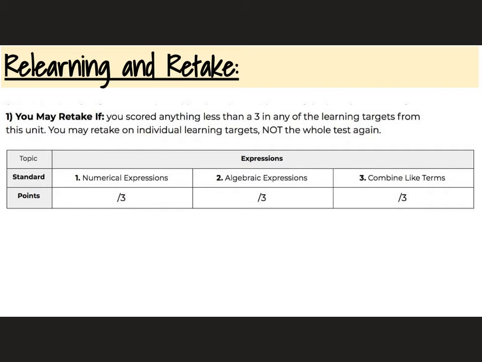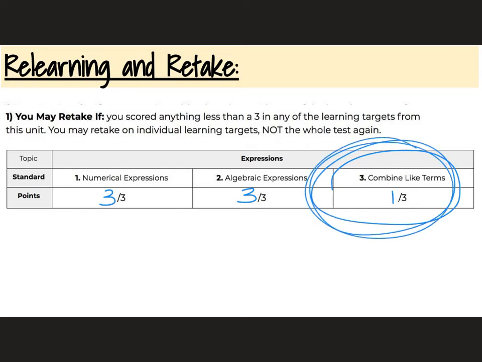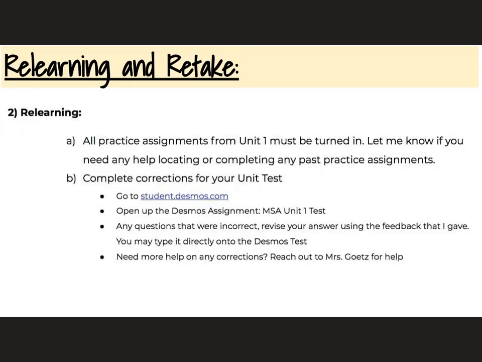So you will not take the entire test again. Let's say we had a score like this. We had 3 out of 3, 3 out of 3, and then maybe 1 out of 3. You can just come in and retake combined like terms. So the section that you feel like you want to redo, you only have to redo that section. So in order to retake, you have to complete some relearning.